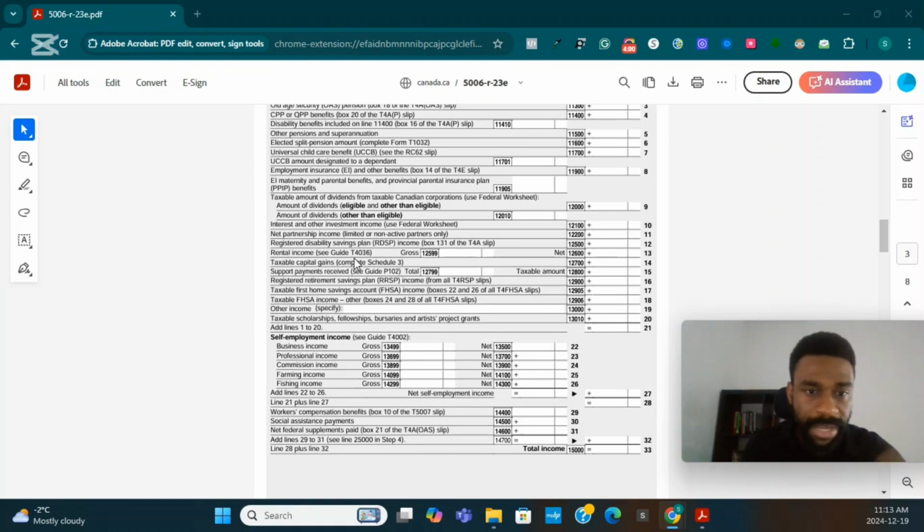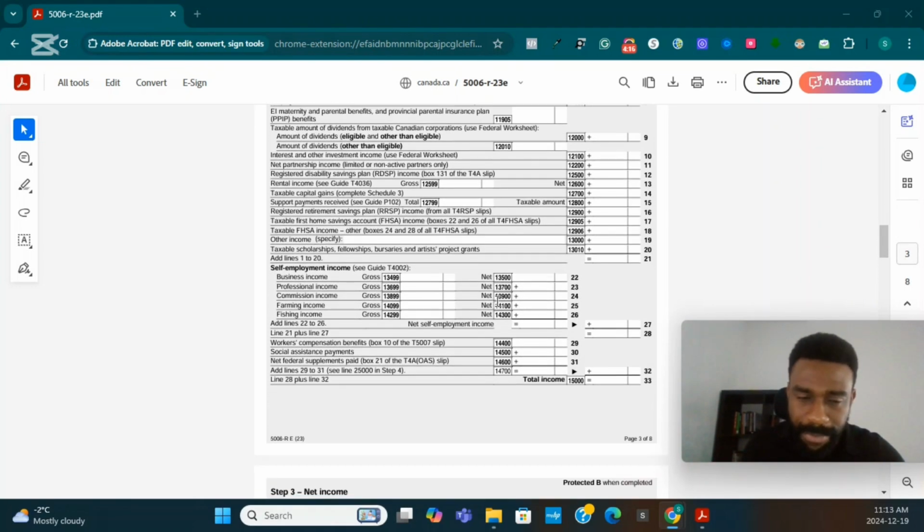If you make rental income, like you rented your BQ or your boys' quarters, or some room in your house, you have to put it in there. Then if you have some income from your RRSP, include that. If you made income on your FHSA, you have to include it. So pretty much any income that you've made in Canada falls under here.